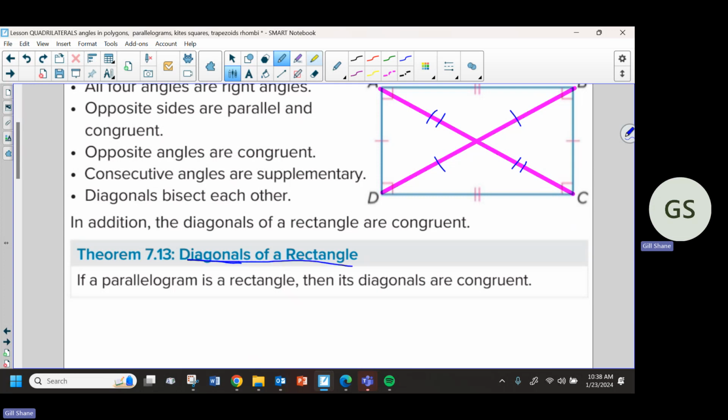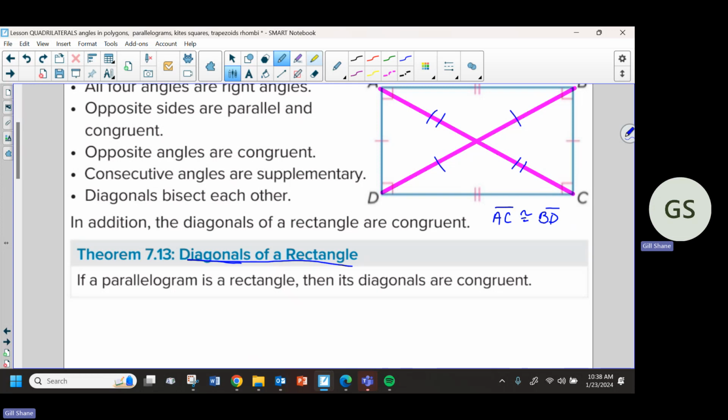So not only do they bisect each other, but the diagonals themselves are the same length. What are my letters? AC congruent to BD.